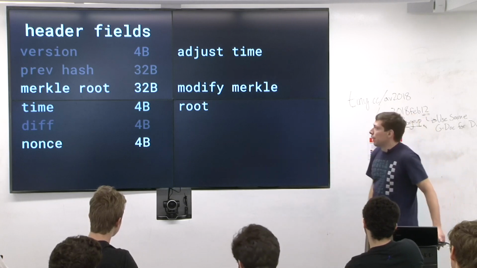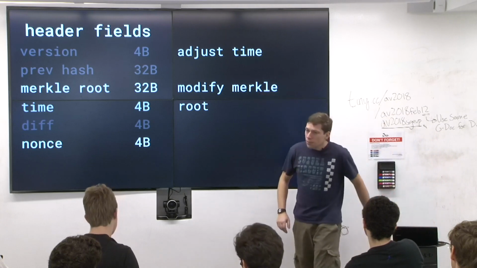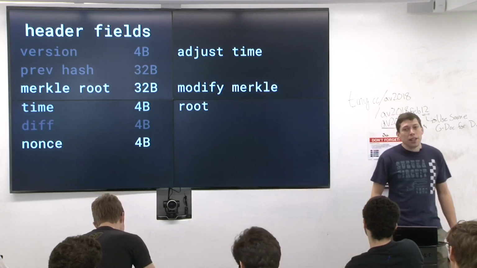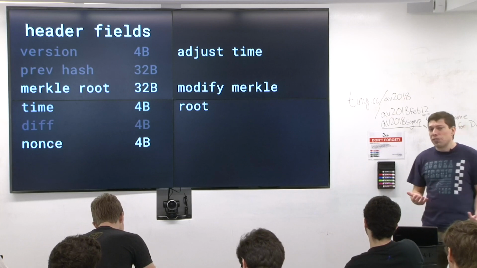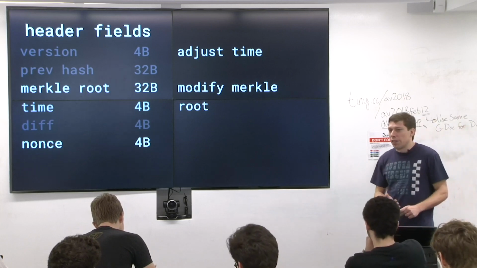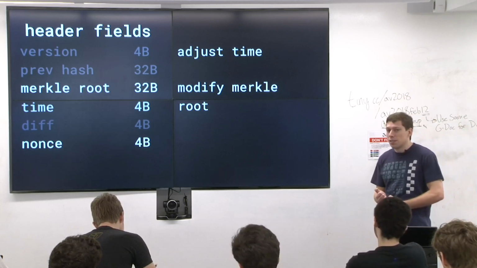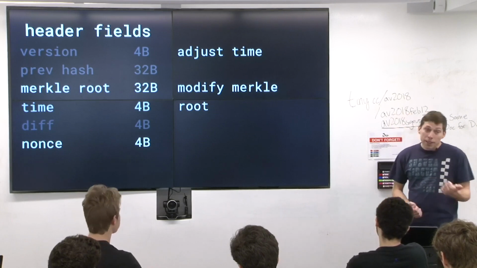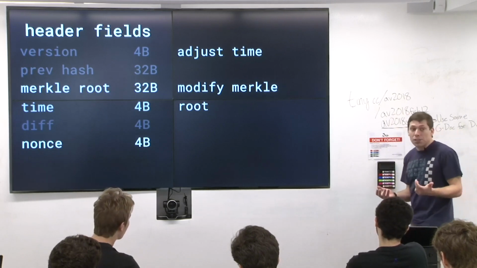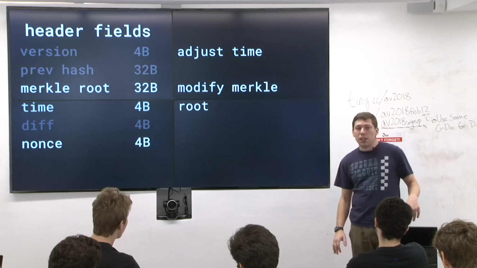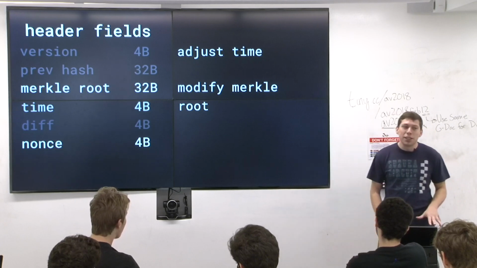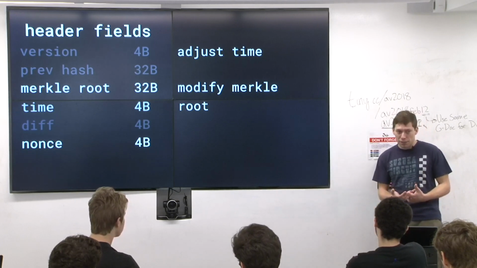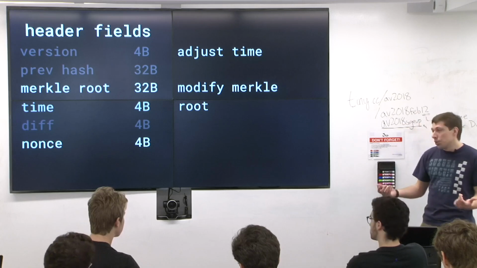The other way you can do it is modify the Merkle root. So can you think of ways to modify that without breaking things? Add or drop transactions. Yeah, you could add or you could drop a transaction. So you say, okay, I have all these transactions, I'm going to drop one. That's got some disadvantages because it may pay fees to the miner. Changing the order. Yep, you can swap them.